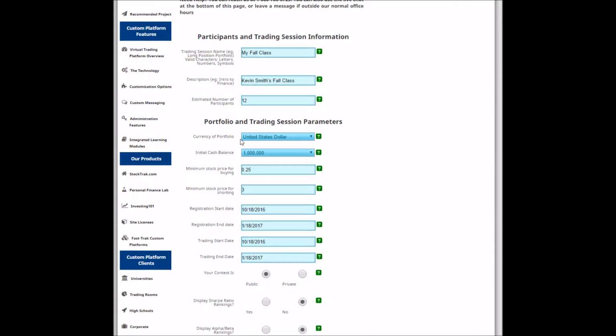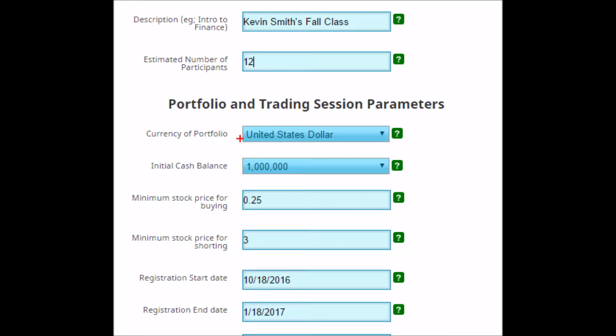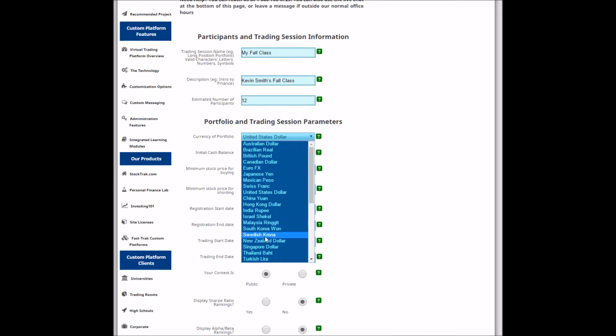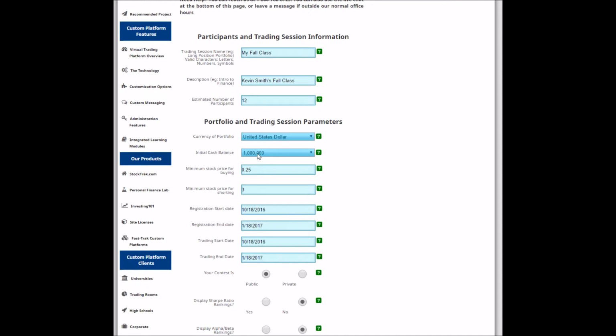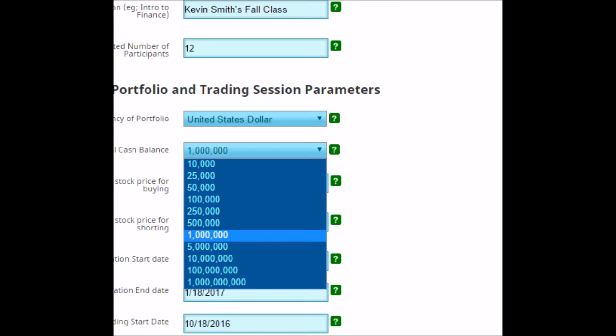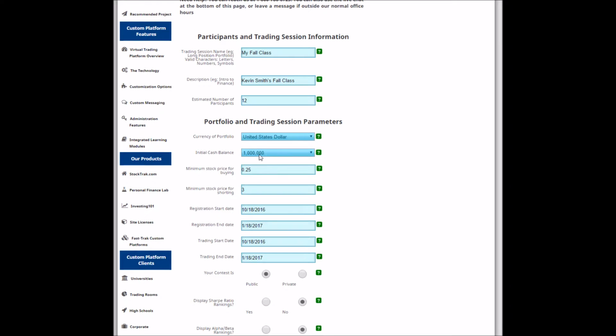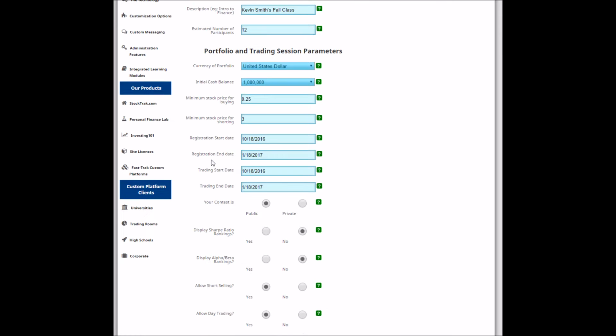Next, choose the currency of your portfolio. By default, it's US dollar. However, there's a list of over 30 currencies you can choose from. Then, choose your initial cash balance. This is the amount that you'll be giving your students when they first join your class. By default, we give 1 million. The most common numbers are 1 million, 100,000, and 10,000.